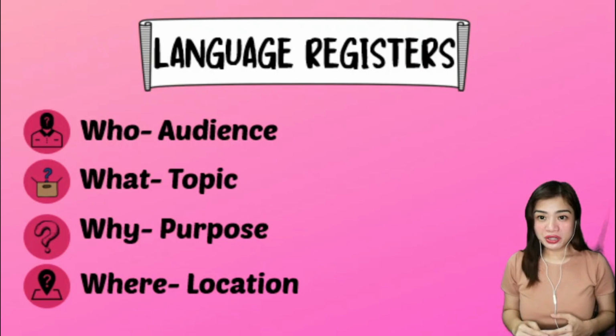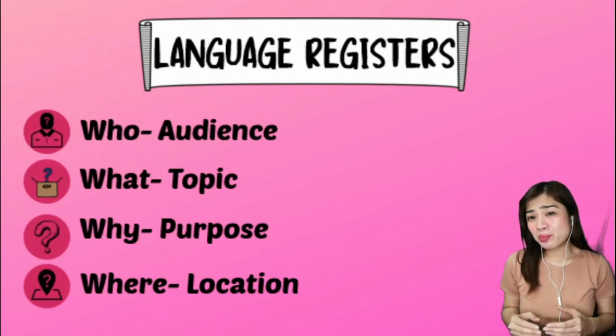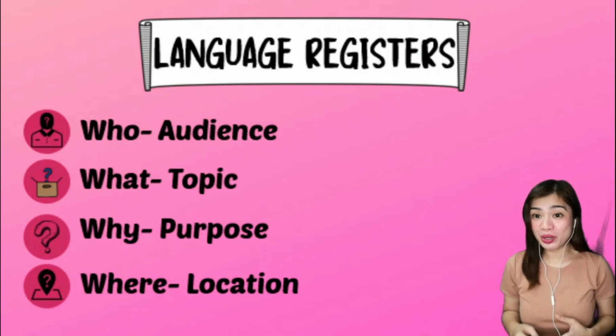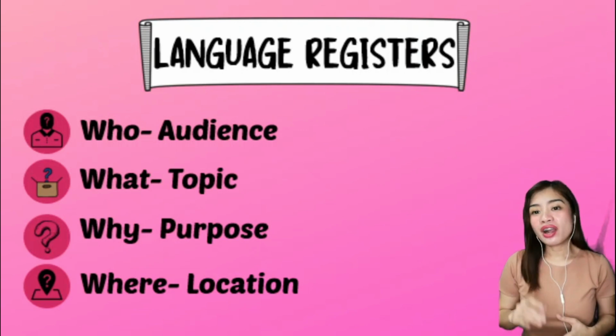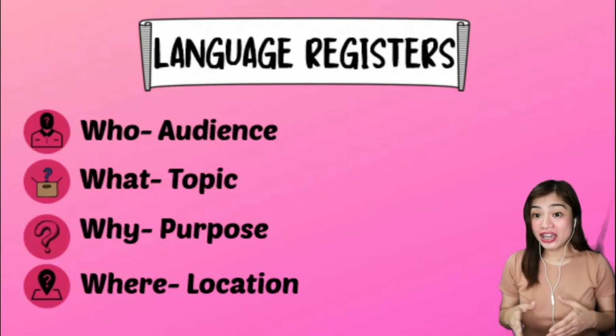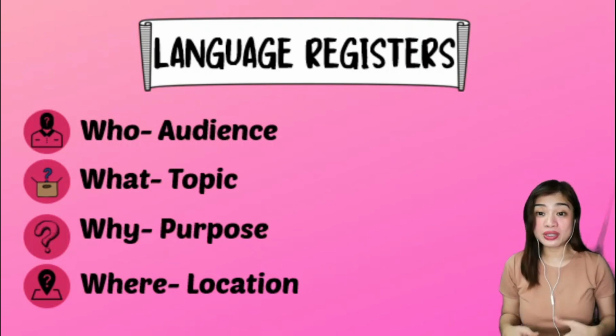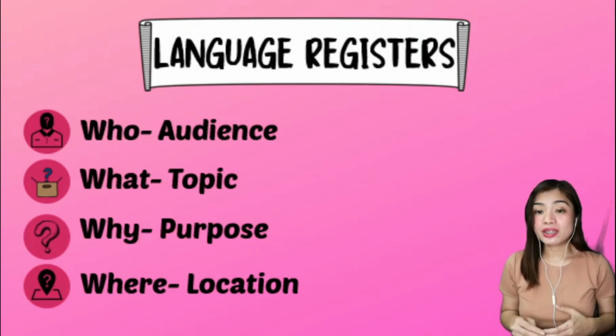Knowing what the various registers are, how to differentiate between them, and when to use the appropriate register enhances our communication skills. There are 5 language registers. Each level has an appropriate use that is determined by different situations. Thus, the appropriate language register depends upon the audience, the topic, purpose, and location.